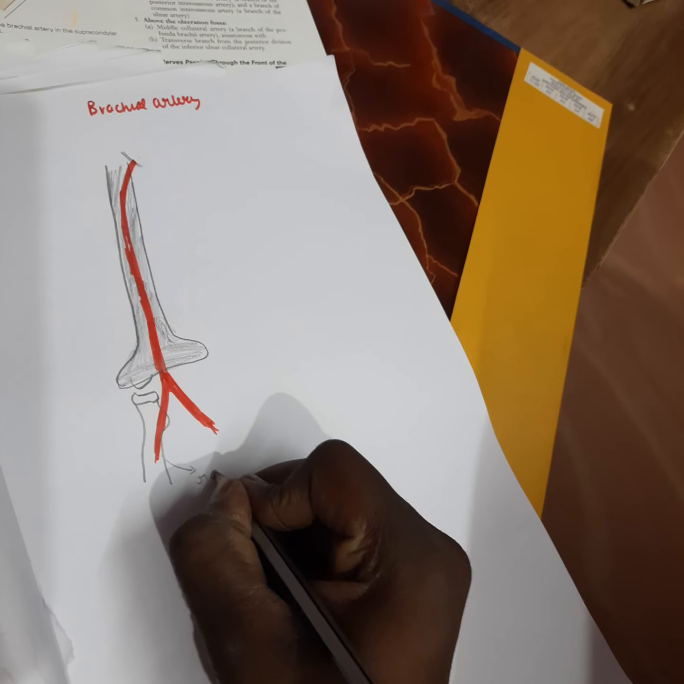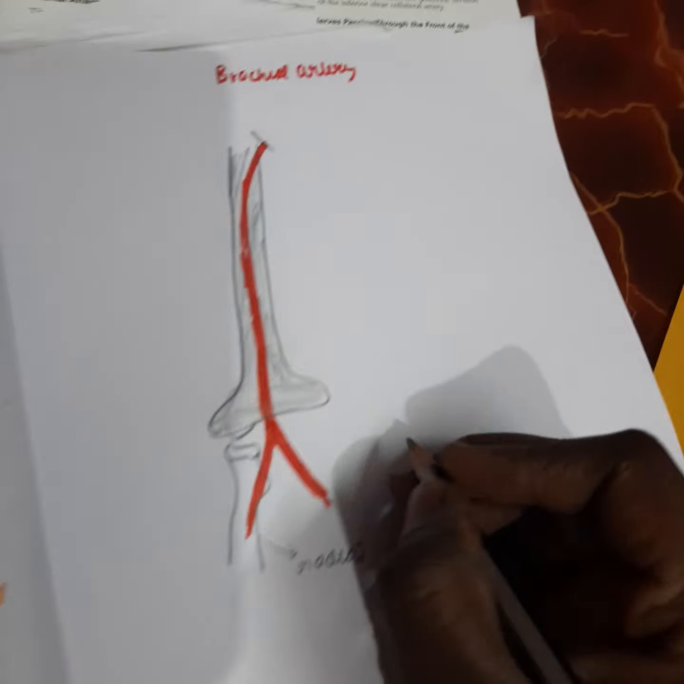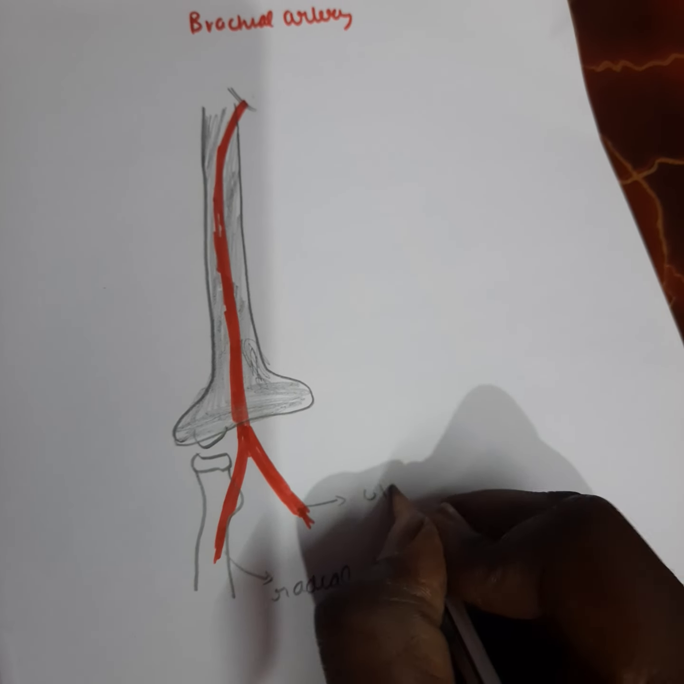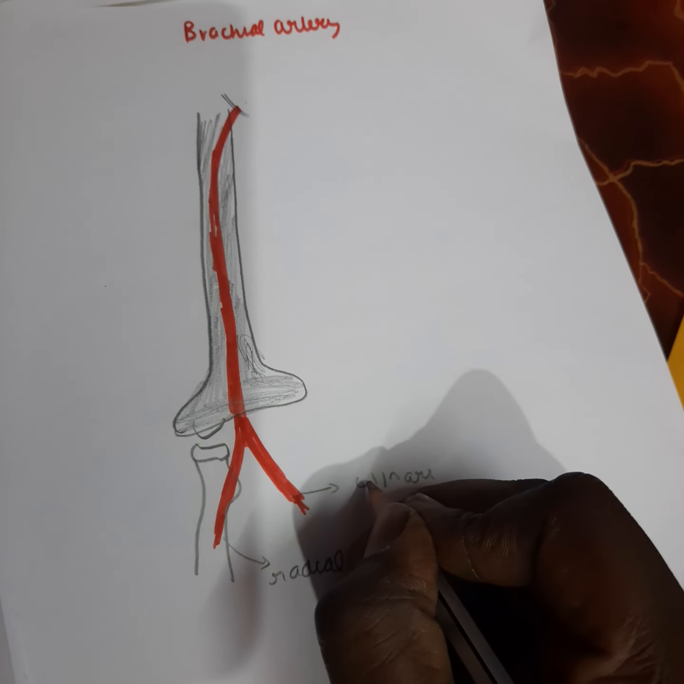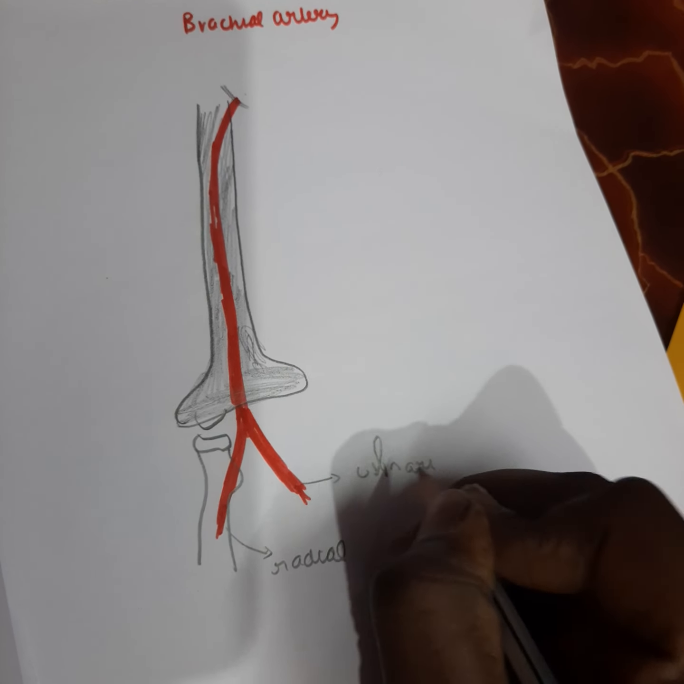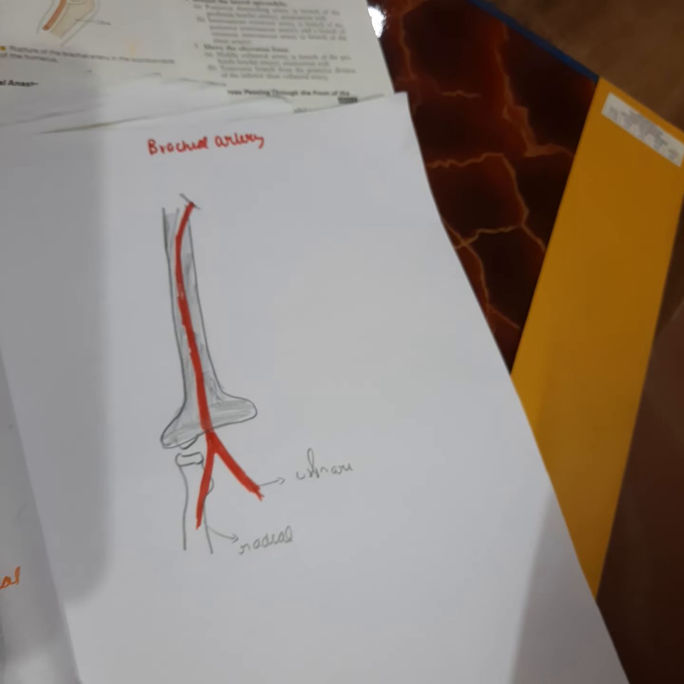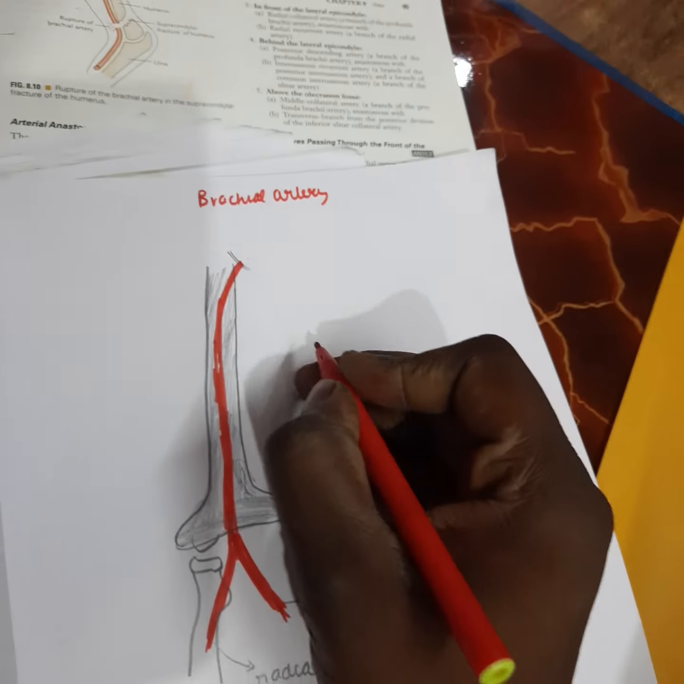This is your radial, this is your ulnar branch. Now let's talk about the other branches that exist at the arm.